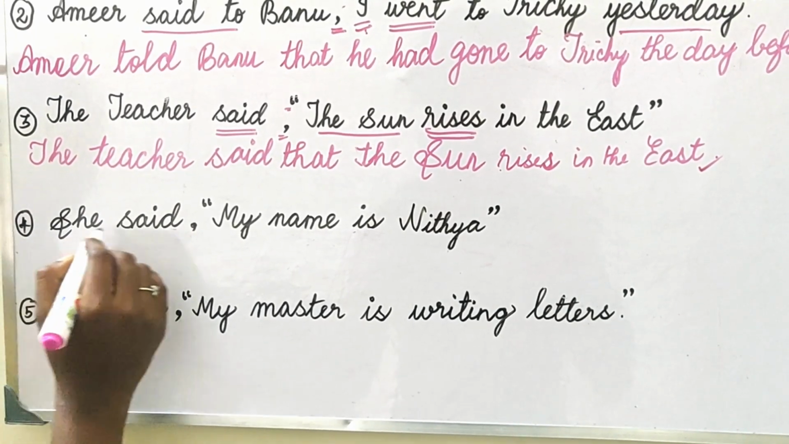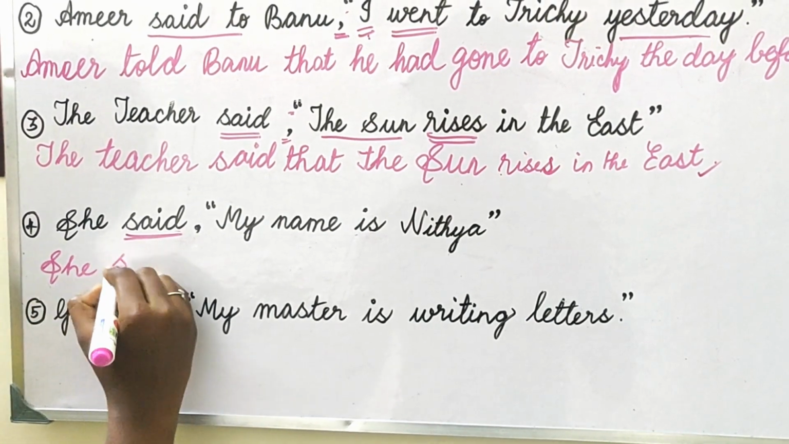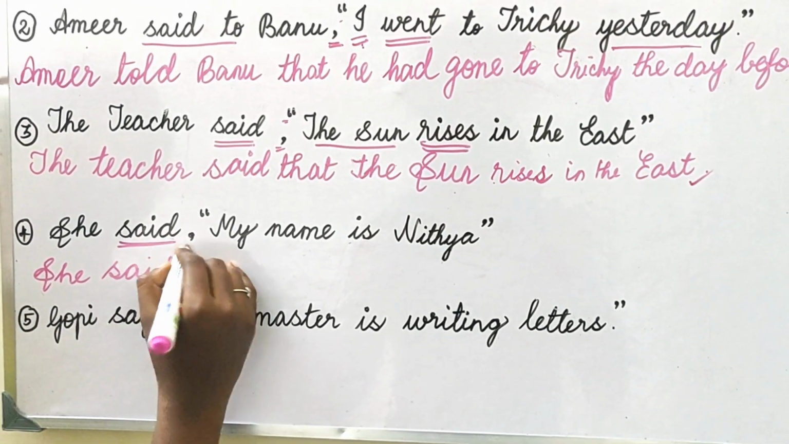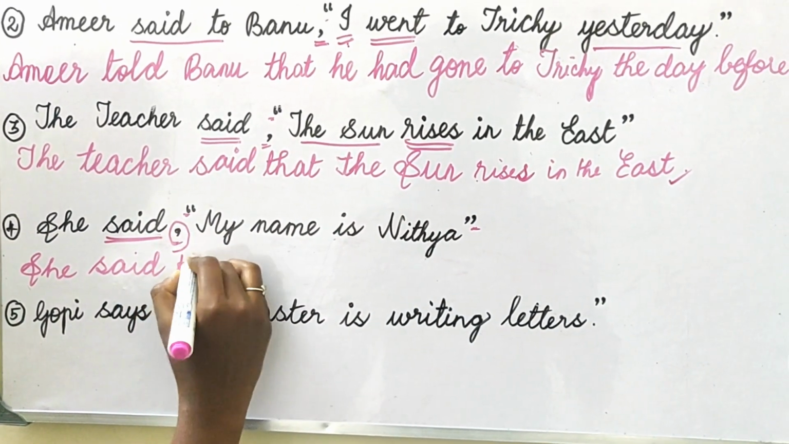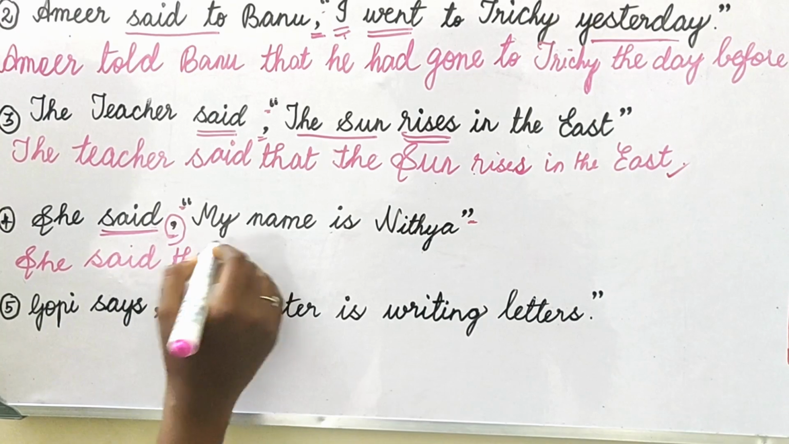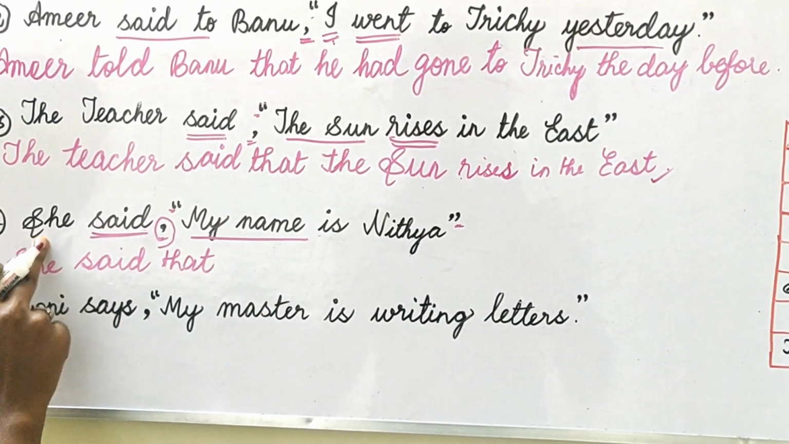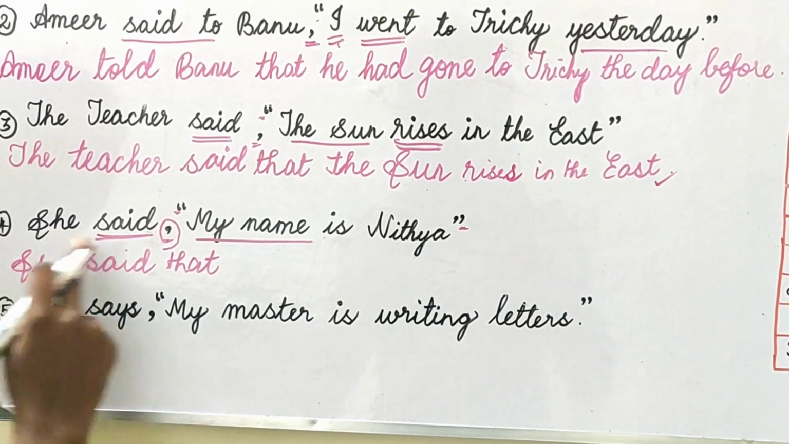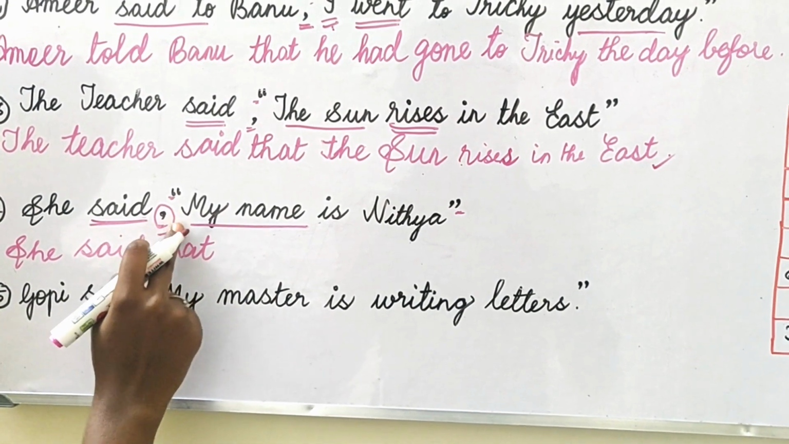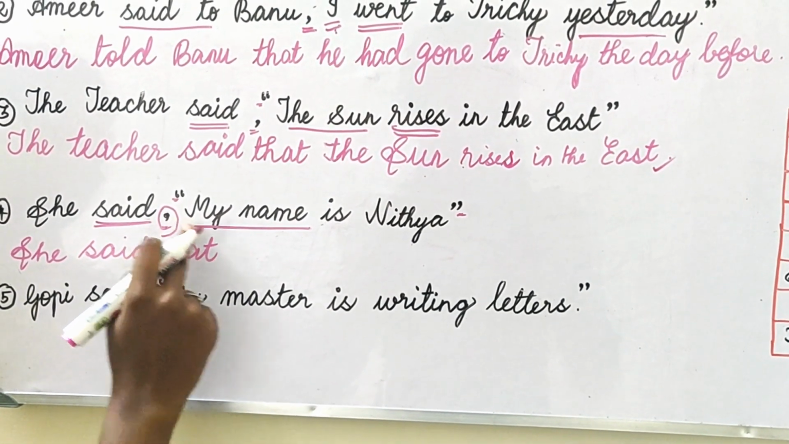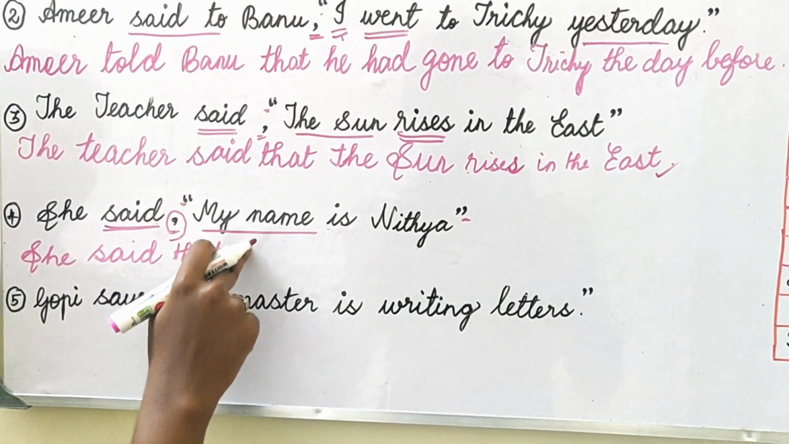Coming to the next sentence: "She said, my name is Nithya." Okay. "She said." Reporting verb. "Said" is "said" only. She said. Remove all the quotation and punctuation marks. Instead of this comma, what are we adding? "That". She said that my name. Okay. "She". It's a feminine gender in the subjective place. But you should not think that it's in the subjective place. So you should put "she". It answers the question: whose name? Okay.